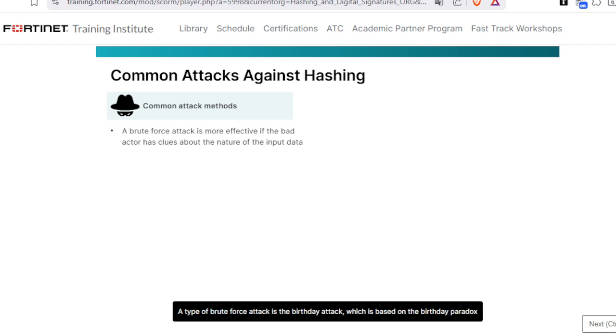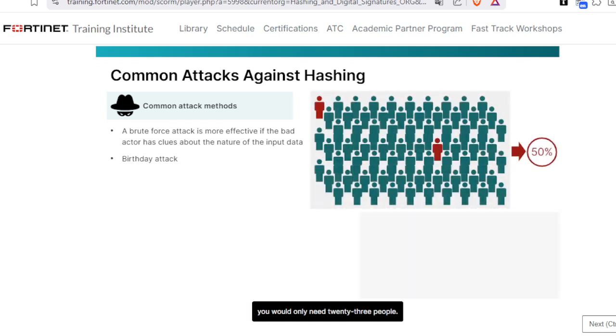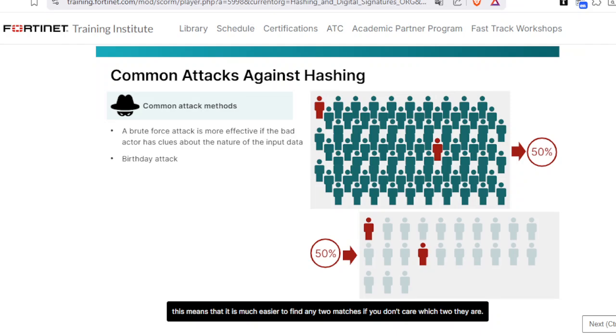A type of brute force attack is the birthday attack, which is based on the birthday paradox and exploits hashing functions that are known to produce collisions. If you are in a room with 183 people, there is a 50% chance one of them shares your birthday. However, if you wanted to have a 50% chance of any 2 people sharing the same birthday, you would only need 23 people. This is the birthday paradox. For hashing functions, this means that it is much easier to find any 2 matches if you don't care which 2 they are.